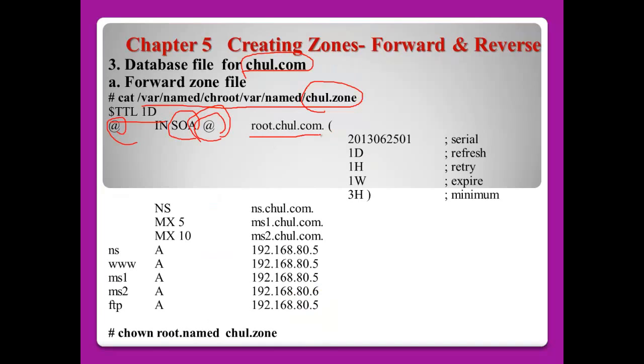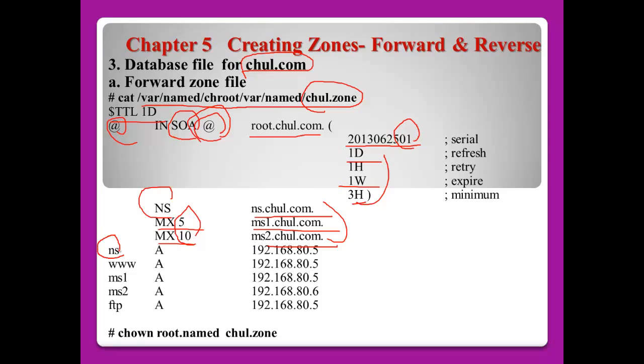And root.chol.com is the email address of this name server. This one is a serial number. In my case, I decided like this, 2013 June the 25th and first serial number. The refresh, retry, expire mean the default setting. After that, we have to configure the name server. In my case, the name is ns.chol.com. And the mail server, 5 and 10, is a priority number. The first mail server is ms1.chol.com, and the second is ms2.chol.com.